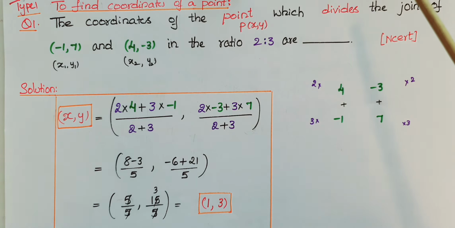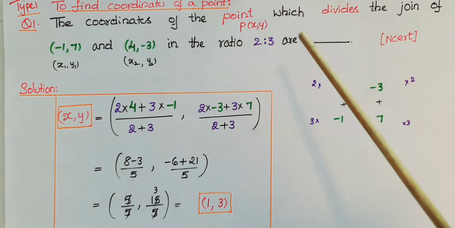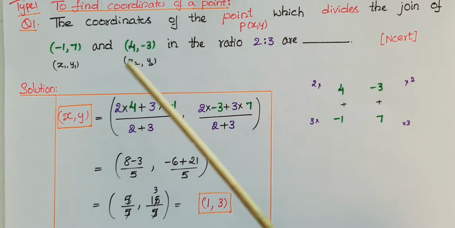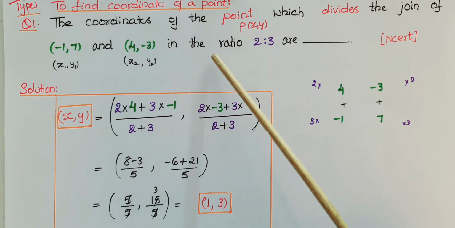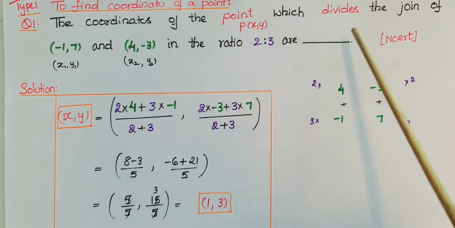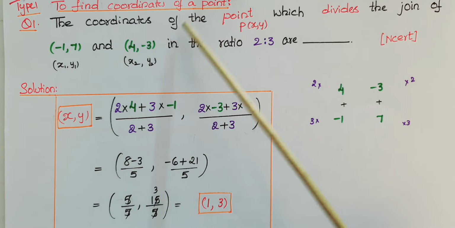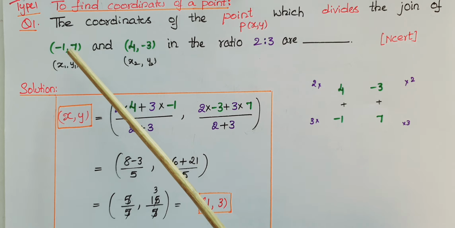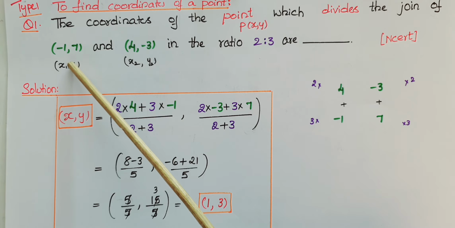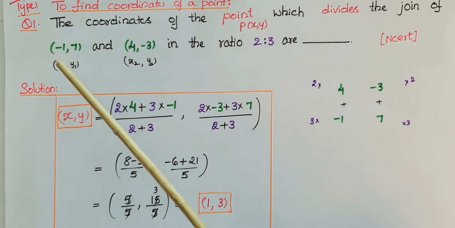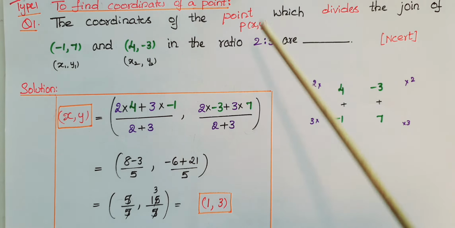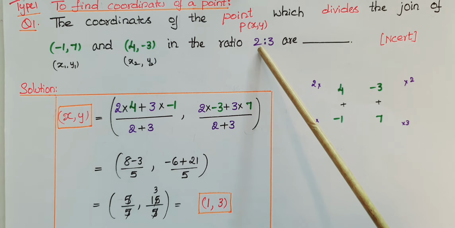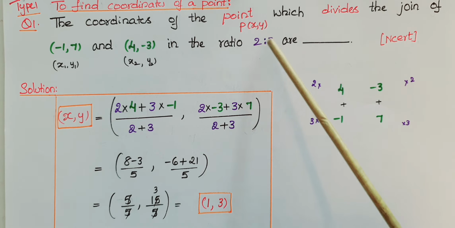The first type of problem, to find coordinates of a point. Here the question is: the coordinates of the point which divides the join of (-1, 7) and (4, -3) in the ratio 2 is to 3 are dash. So here we have to find the coordinates of the point, that is P(x, y), and the line segment joins the points (-1, 7) and (4, -3). So these are x1, y1 and x2, y2. This point divides this line segment in this ratio, that is m is to n, that is 2 is to 3.